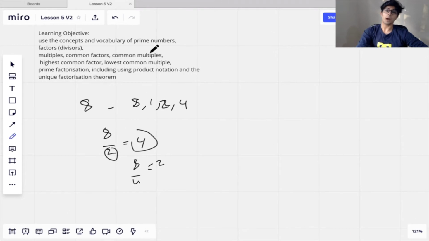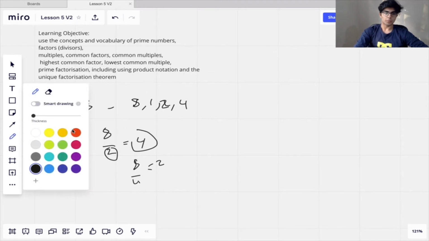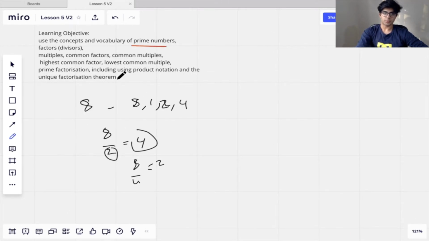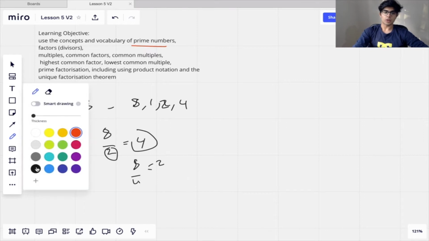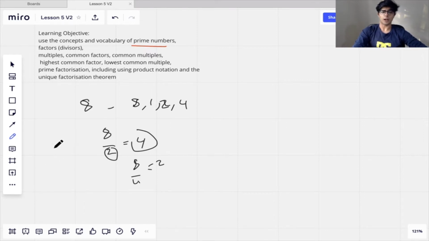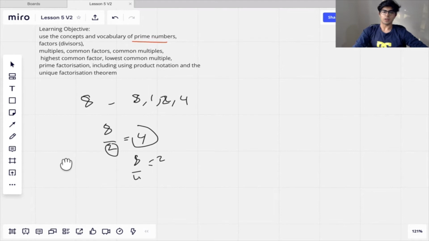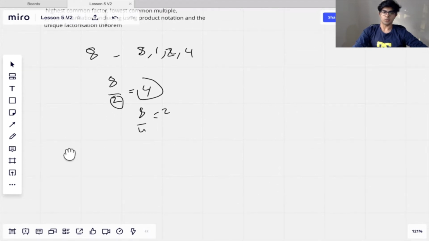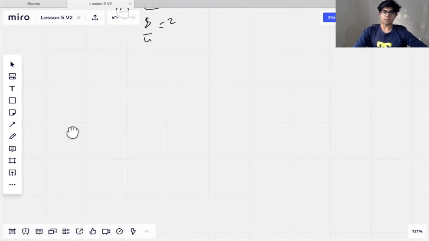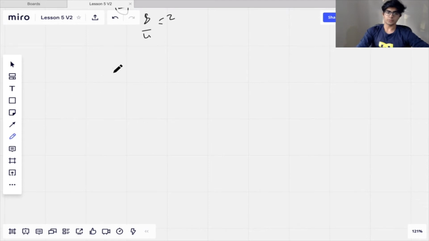Now let's talk about prime numbers. Prime numbers are quite an interesting concept and they come up a lot in math, especially later down the line, so they're quite important to know. So prime numbers are basically numbers which only have 2 factors, themselves and 1.